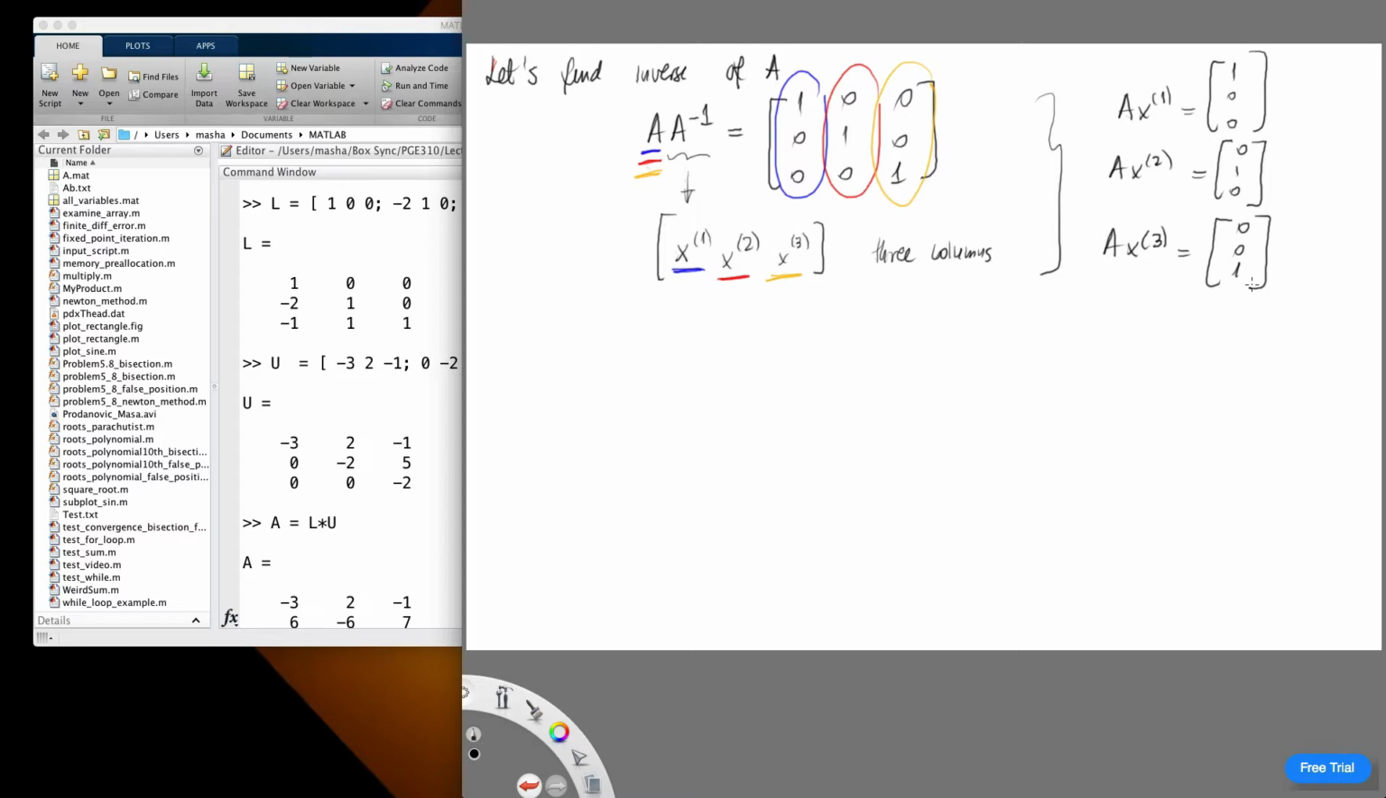So I need to solve 3 systems that have the same A, but different right-hand side. In one case it's 1, 0, 0, in another 0, 1, 0, and in third 0, 0, 1. I already have L and U, such that A is equal to LU. Let's say that I'm solving this thing first. What am I supposed to do now? What is the first thing that I'm solving now?